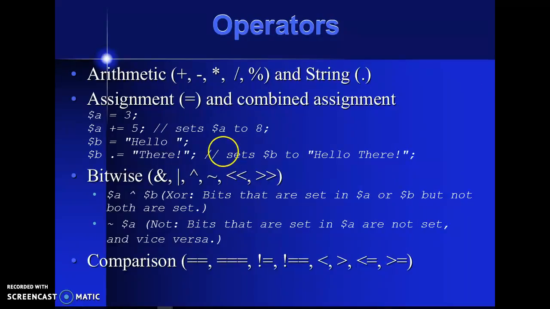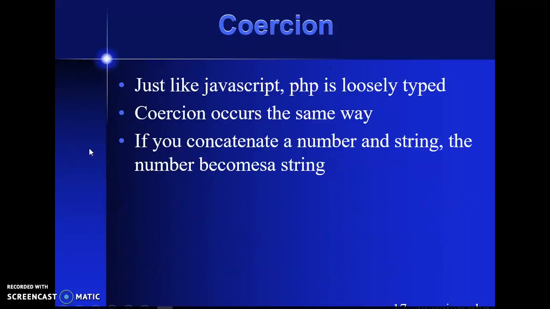Operators. As usual, we will see in the other languages, arithmetic operators, assignment operators, bitwise operators, and comparison operators. These operators are very much useful in our coding. Coercion. Just like JavaScript, PHP is loosely typed. Coercion occurs the same way. If you concatenate a number and a string, the number becomes a string.